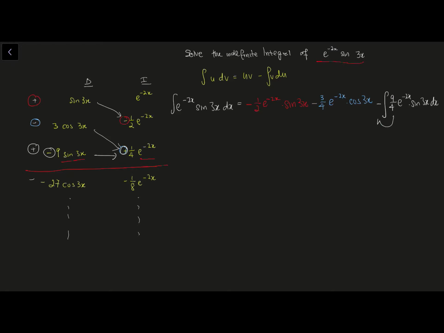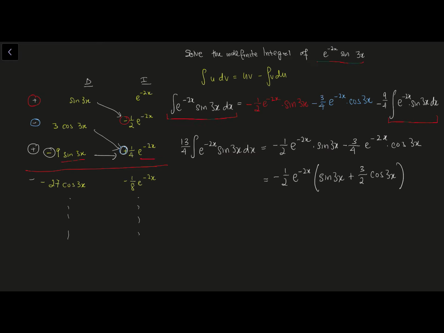And for the last term, we can bring out the constant outside of the integral. Now, you can see that there are similar terms on the left and right hand side of the equations. So now we can bring this to one side of the equation and make it the subject. And finally, solving this, we get the answer: the integral of e to the power of negative 2x sine 3x dx equals negative 2 over 13 e to the power of negative 2x open parenthesis sine 3x plus 3 over 2 cosine 3x close parenthesis plus a constant.